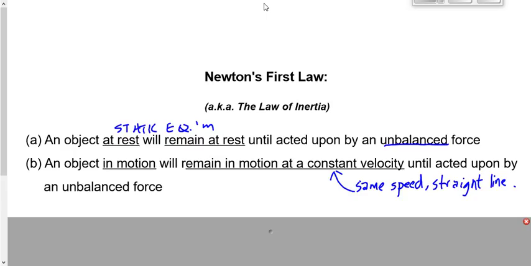Cars traveling down the highway at 100 kilometers per hour. Guess what? There's wind resistance, air resistance acting on that car. That's a force. But as long as the force of the wheels on the road pushing it forward are equal and opposite to the force of the wind, the force is balanced, and the car is going to keep going at 100 kilometers per hour.